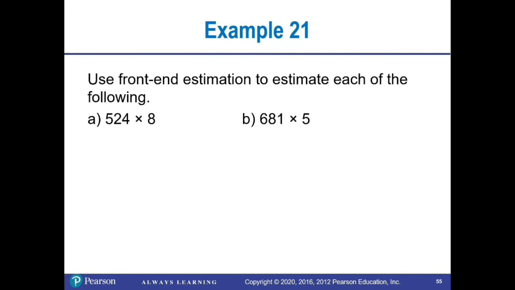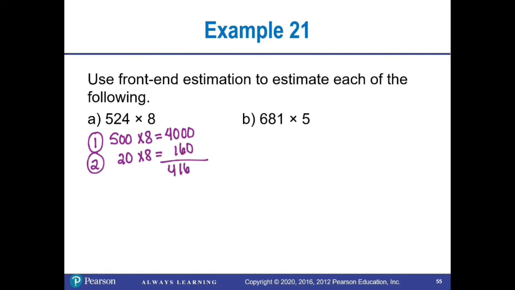So 524 times 8. Well, 500 times 8. Looking at that first digit, 5 times 8 is 40. And notice I've got 2 zeros, so I need 2 more zeros there. Then I'm going to look at the next digit, the 20s. 20 times 8 is 160. When I add these together, I get 4,160. Again, this is an estimate.